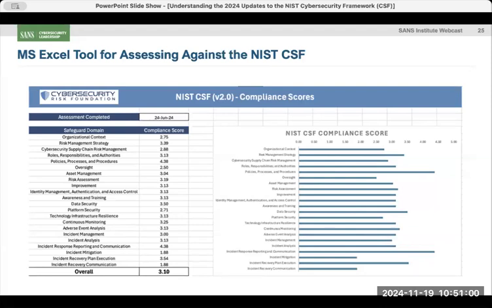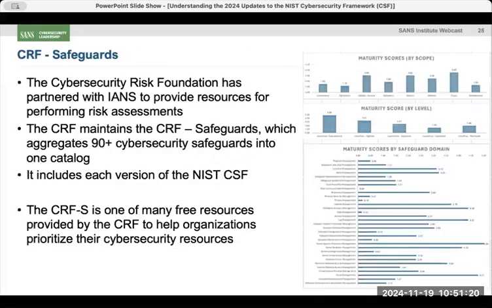We have these Excel-based tools that we give away to organizations. A lot of people use these to measure themselves. And recently, for members over at CRF, we also put together a web interface to help organizations keep track of this in a more database-oriented format. So these are some tools if you find yourself wanting to assess yourself against these. And we also have some related to the CRF safeguards for the same thing. Again, this is one of those free resources that we make available on that site to help organizations that are trying to implement these.